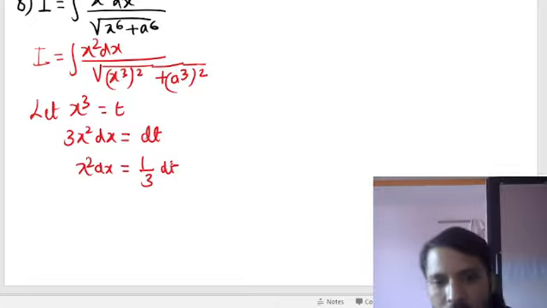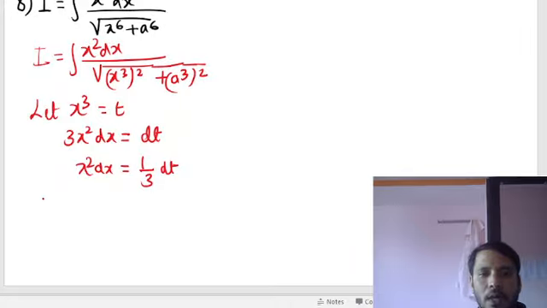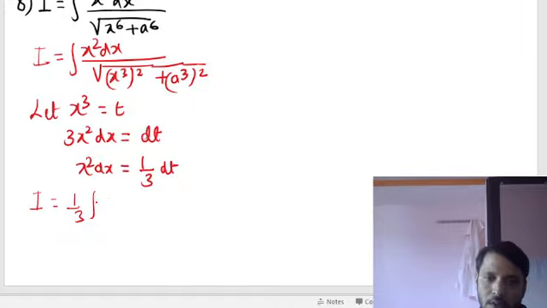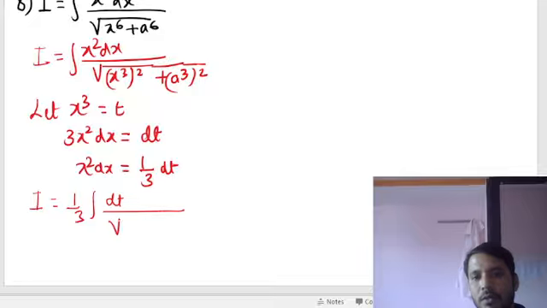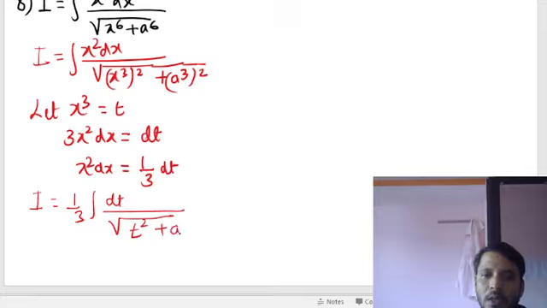1 by 3 into dt means our I, that is I is equal to 1 by 3 outside, and here dt. This is divided by what? So this is divided by x to the power 3 means t square plus a. This constant may be anything, so constant all square, right?